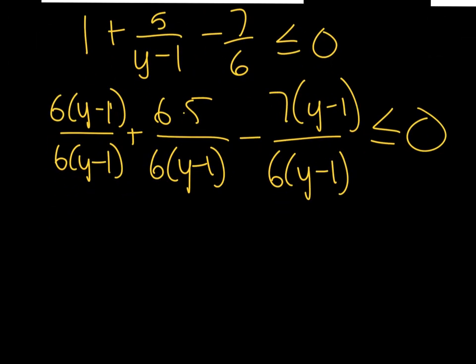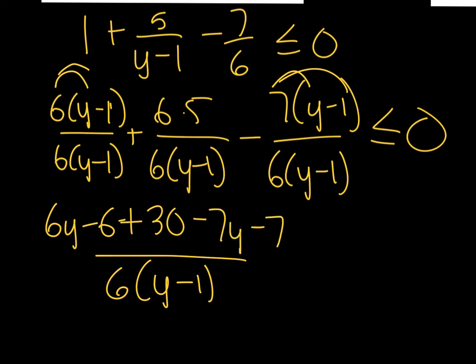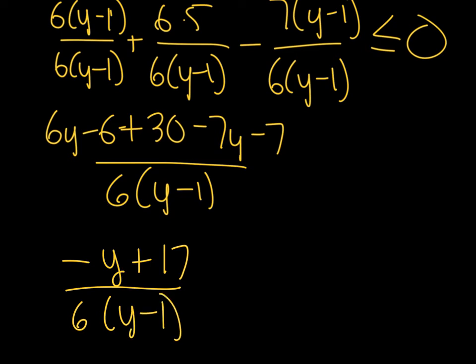All right, so all I did was try and get a common denominator. So now I can start putting together these top things. Okay, so on the bottom, I'm going to get 6 times y minus 1. On the top, I'm going to have 6y minus 6 plus 30 minus 7y minus 7. So that simplified becomes minus y plus 30 minus 13 is going to be 17 all over 6 times y minus 1 less than or equal to 0.